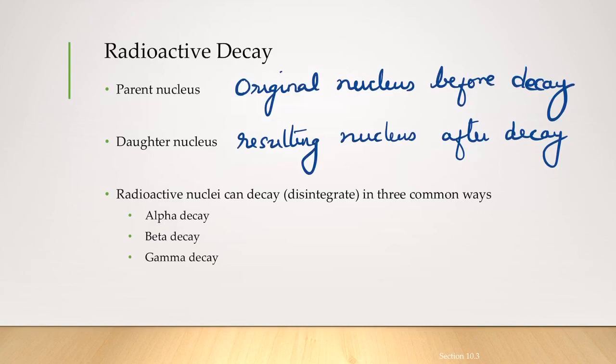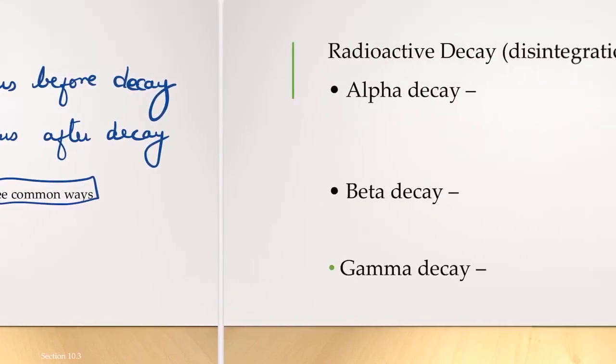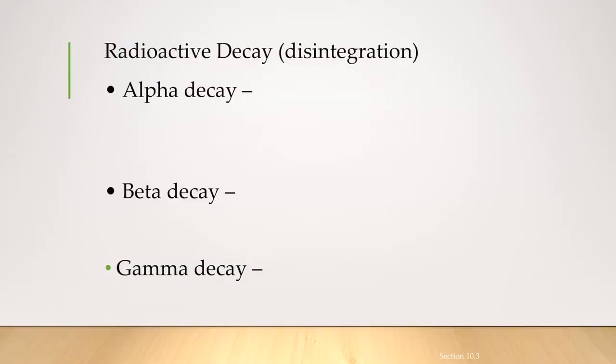Radioactivity is a nature of some nuclides which emit radiation. This was discovered by Marie Curie and her husband Pierre Curie, and they found out that radioactive nuclei can decay or disintegrate in five different ways, but three ways are really common. The first one is alpha decay, the second one is beta decay, and the third one is gamma decay. Let's see what these are.